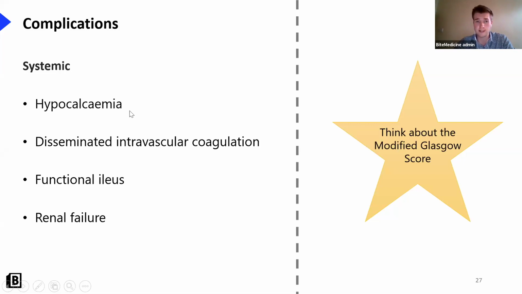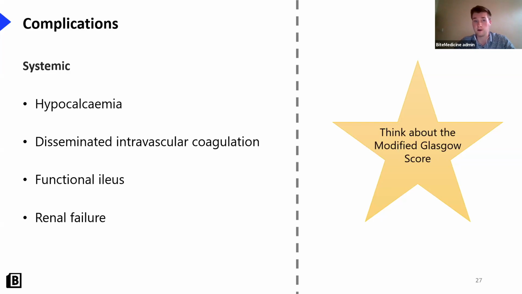So hypocalcemia, why does that occur? Well, when the pancreatic enzymes begin to auto-digest the pancreas, they can digest fats in a process called fat saponification, and those fats chelate calcium and deposit as calcium salts, thus reducing the serum levels of calcium. And that's what causes hypocalcemia.